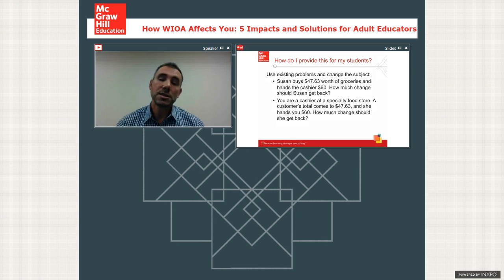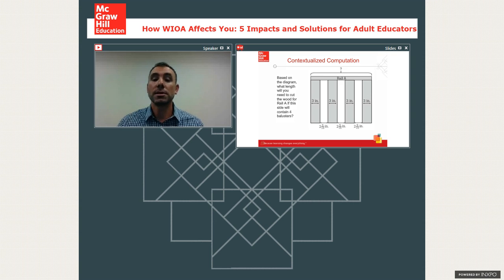In this case, let's switch this from being focused on the consumer here. Susan buys $47 worth of groceries, and let's turn it into an employee. You are a cashier at a specialty food store. This is the same context, but looked at from the employee side, so they see counting change and understanding how to make change from the amount that I've been given is an important workplace skill.